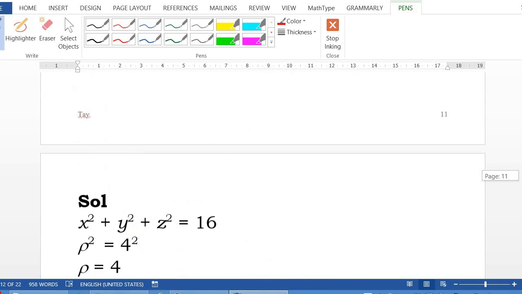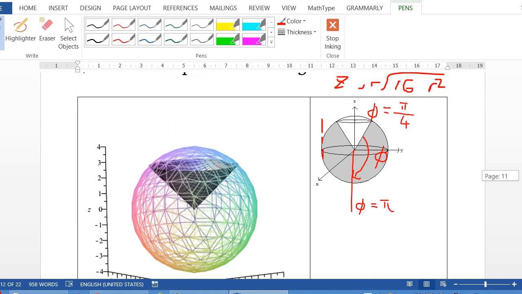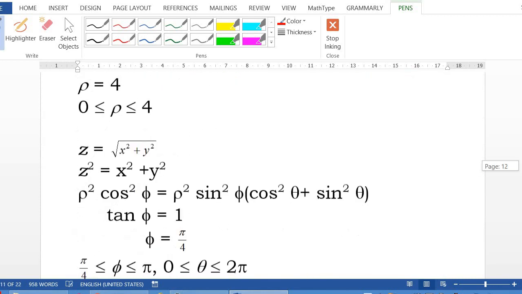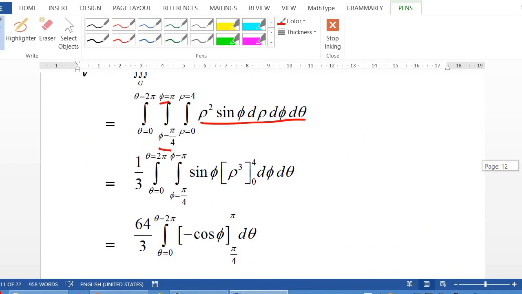Okay, but this case is a volume that remains after you drill out this ice cream cone. So phi is from pi over 4 until pi. So there is a difference. I hope you can digest it and understand yourself. Okay, I'm not going through the same detail of the integral because it's the same procedure. Only we change phi now from 0 to pi over 4, to pi over 4 to pi.